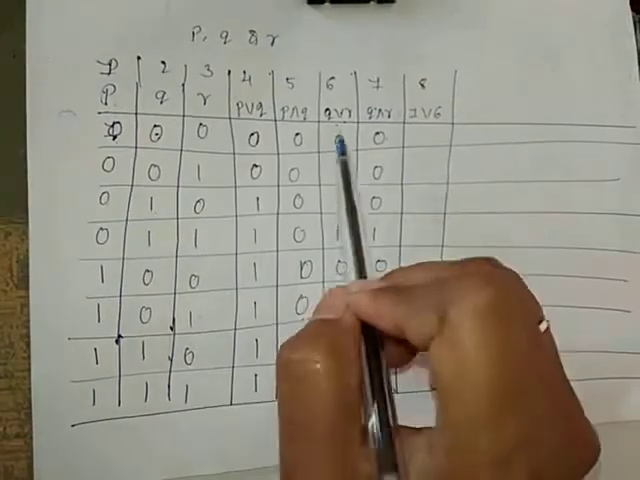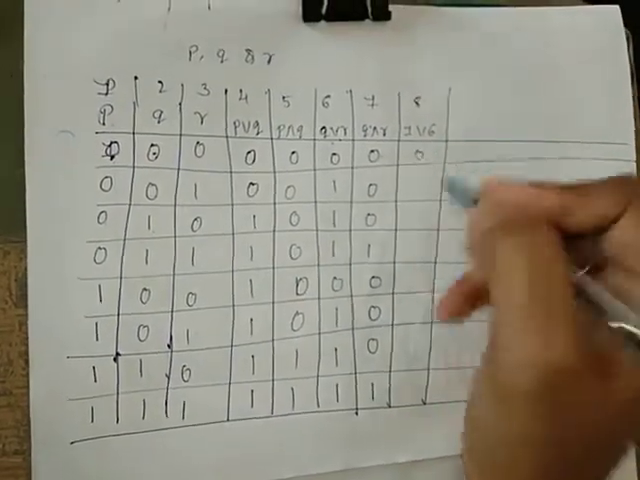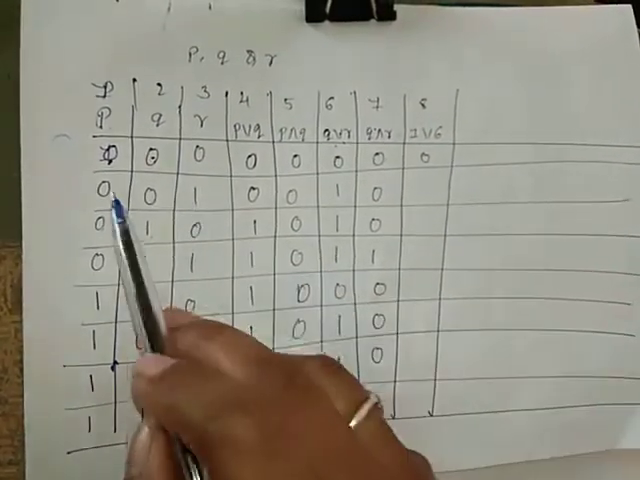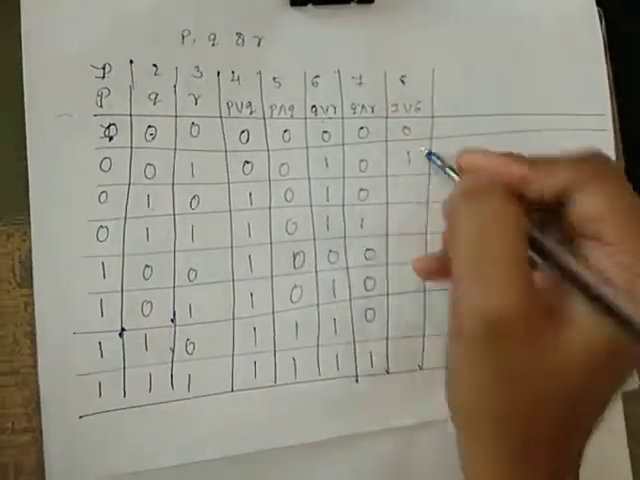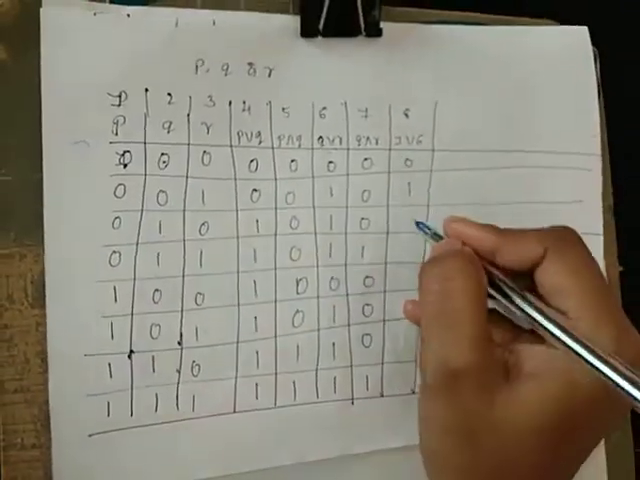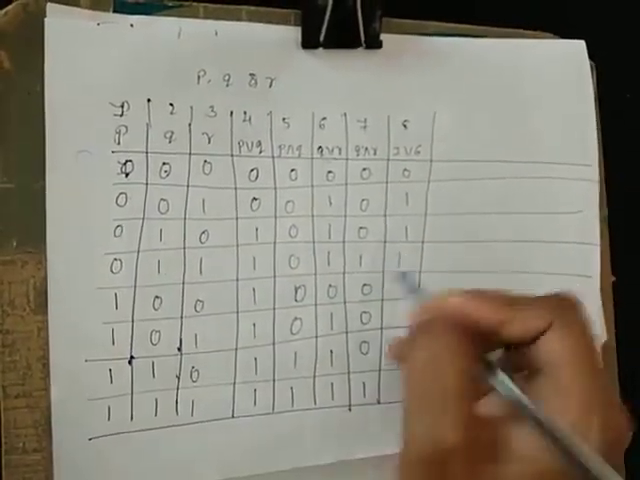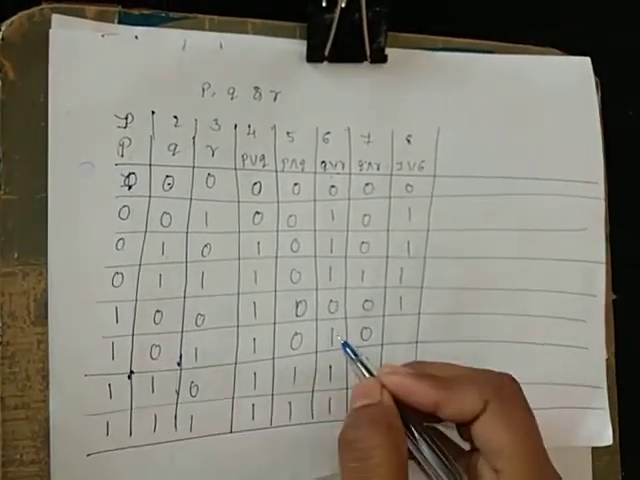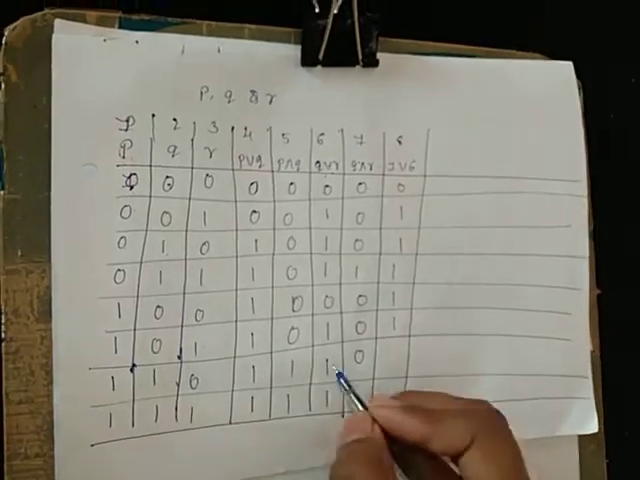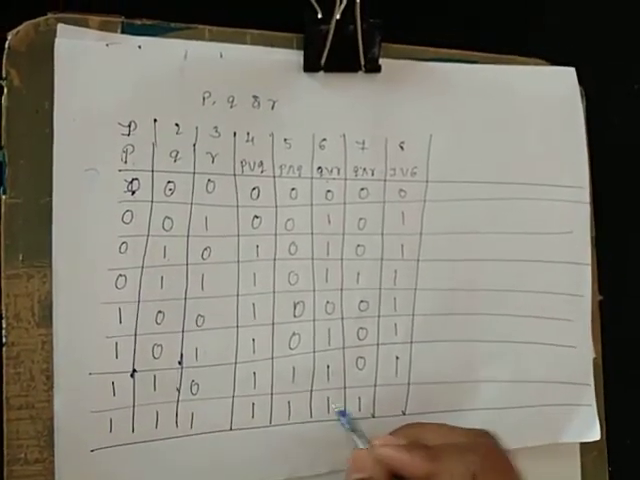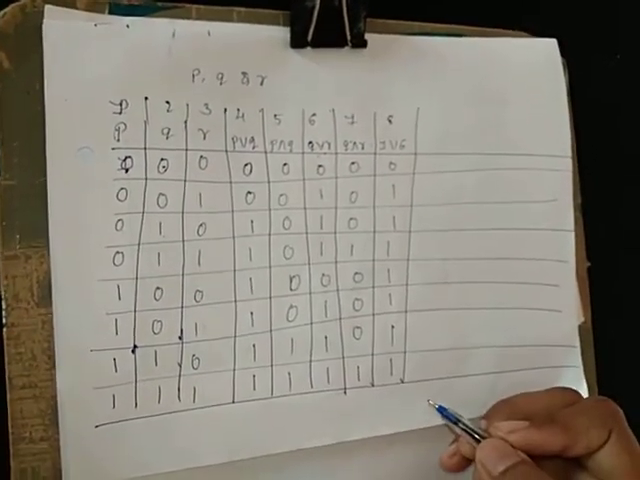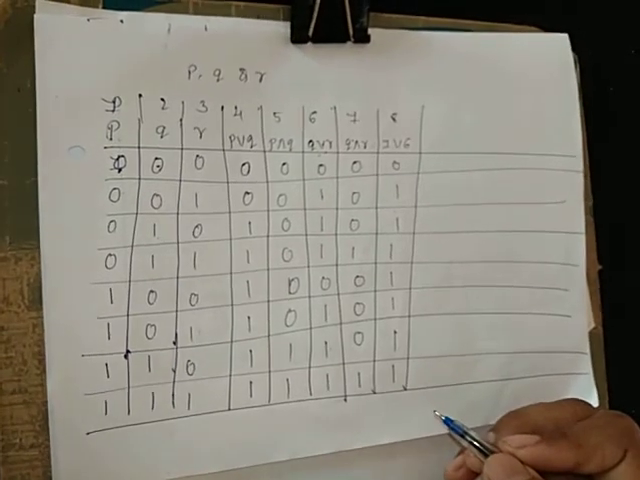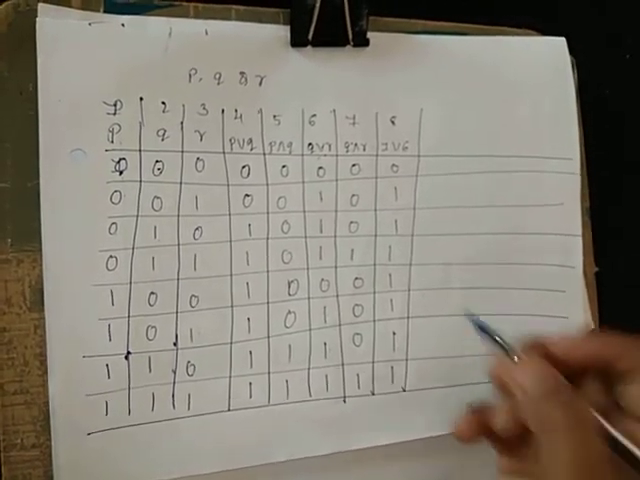0 or 0 is 0. 0 or 1 is 1. 0 or 1 is 1. 0 or 1 is 1. 1 or 0 is 1. 1 or 1 is 1. 1 or 1 is 1. 1 or 1 is 1.